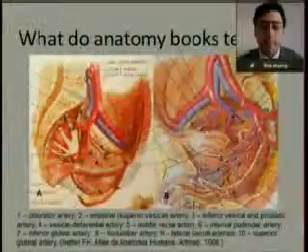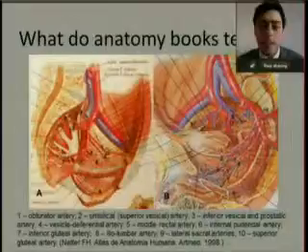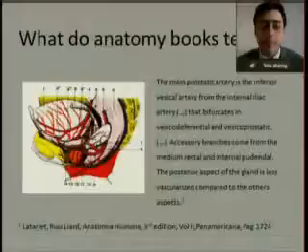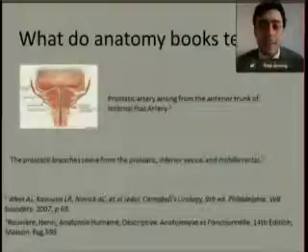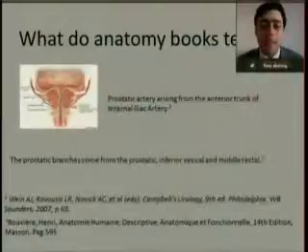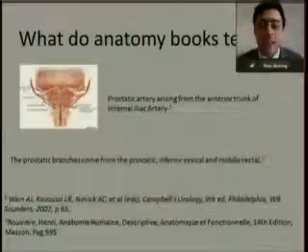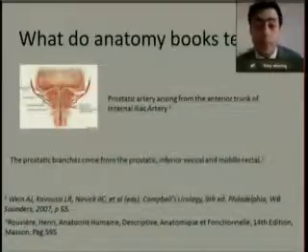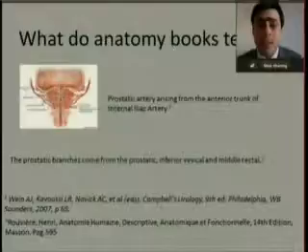So this is what anatomy books tell us, that the prostatic artery comes from the anterior branch of the internal iliac artery, and we have the main prostatic artery origins, but we know that it's not always like this. So sometimes it is not so clear.